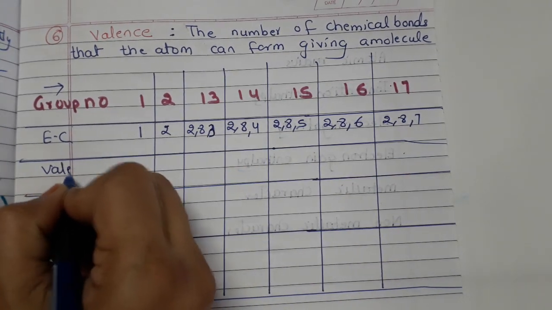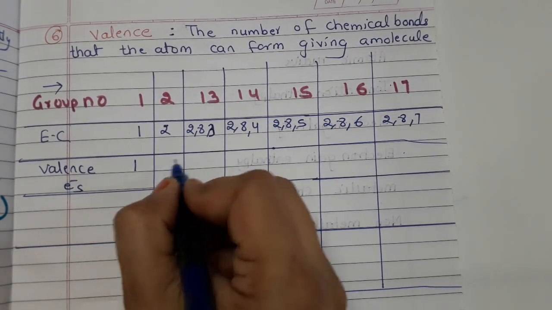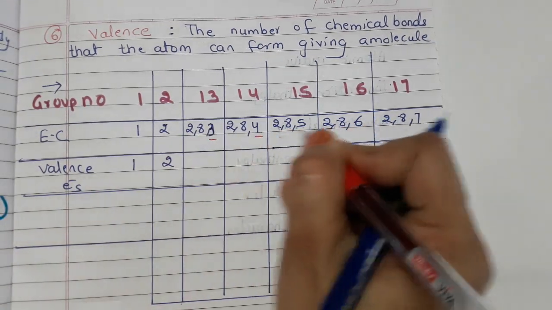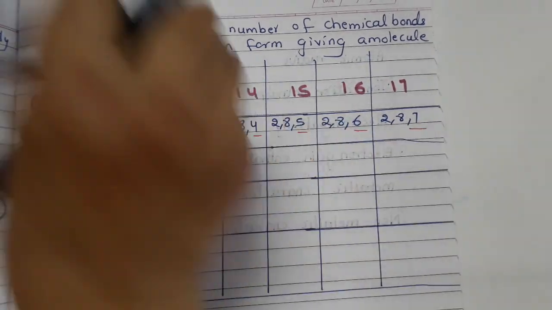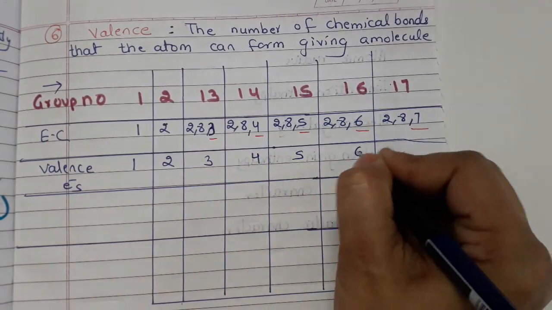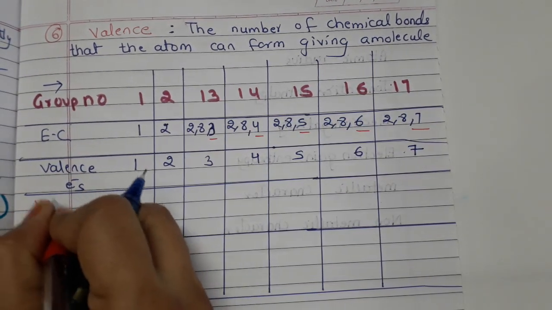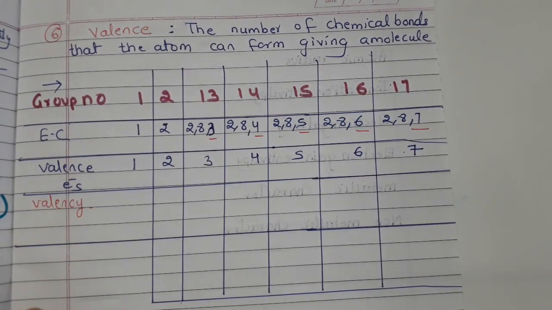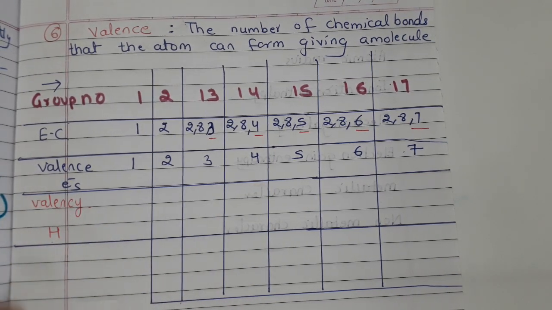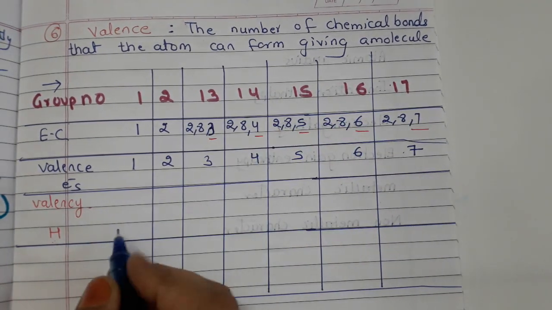Now, will you be able to identify, students, the number of valence electrons? Yes, here it is 1, here it is 2, and in this case it is 3, 4, 5, 6, 7. I'll just write here 3, 4, 5, 6, 7. Now I write over here valency. Before valency, I'll write: if it has to combine with hydrogen, then what are we going to get?